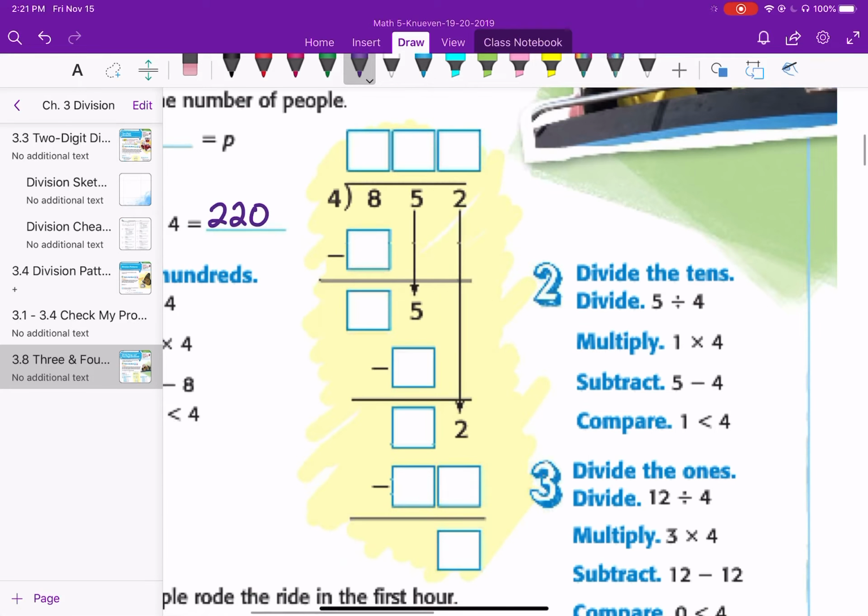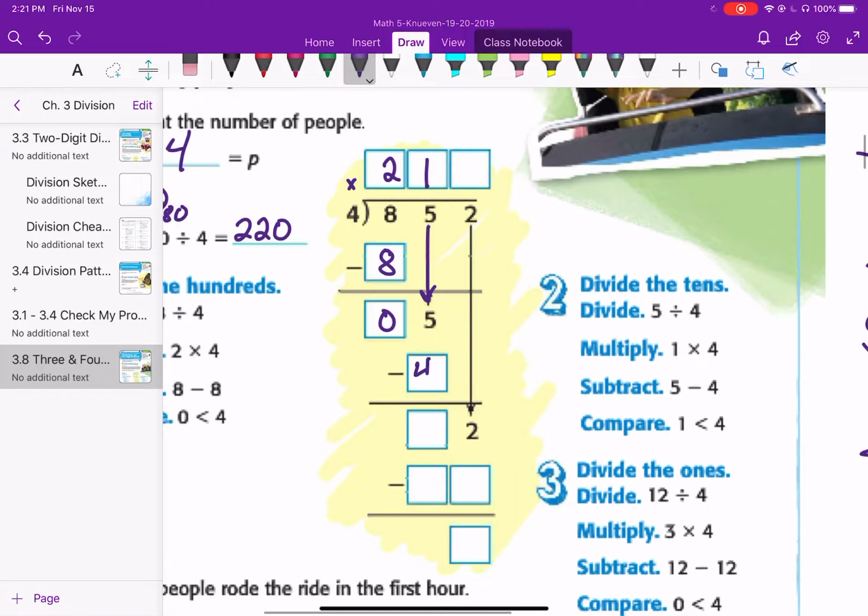So if we look at our problem here, 4 goes into 8 twice. And then I'm looking at this and saying, well, 4 times 2 is 8. I subtract 8 and 8, I get 0. 0 is less than 4, so I bring down my 5. Now I repeat. 4 goes into 5 how many times? Once. 4 times 1 is 4. 5 minus 4 is 1. And I check, is 1 less than 4? It is, so I continue and I bring down my 2.